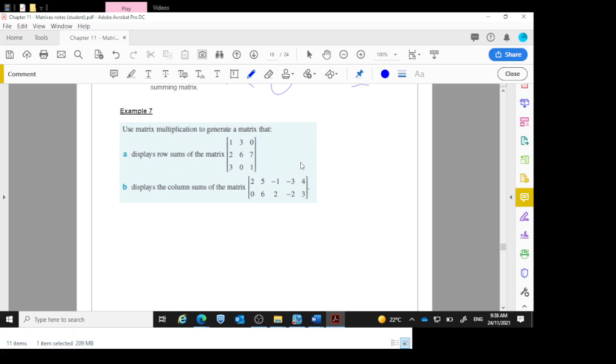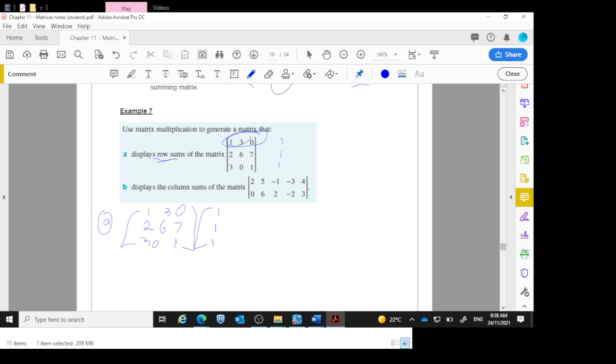So example 7, it says, use a matrix application to generate a matrix that displays the row sums. So we want to add up the rows. Because we're doing the row, for part A, we have to multiply this row by the column of 1. So we're going to go 1, 3, 0, 2, 6, 7, 3, 0, 1.